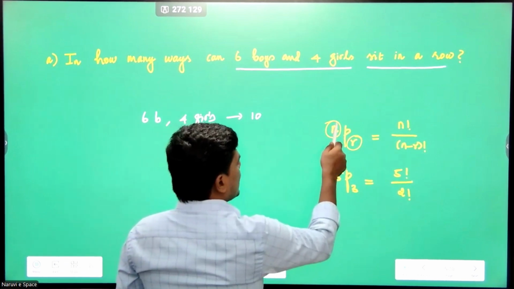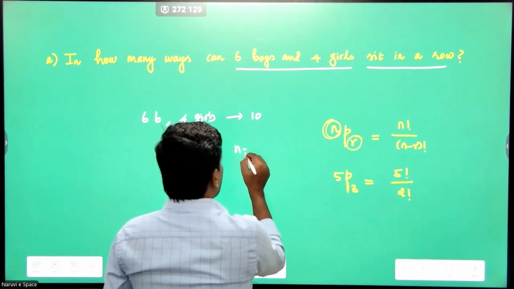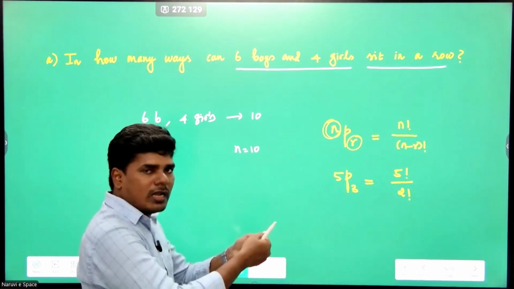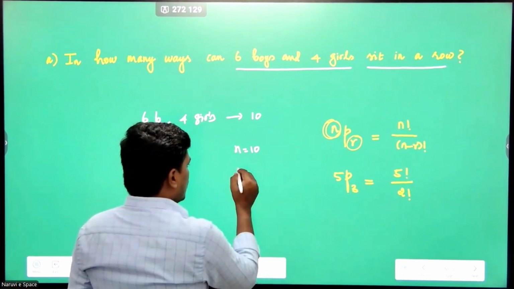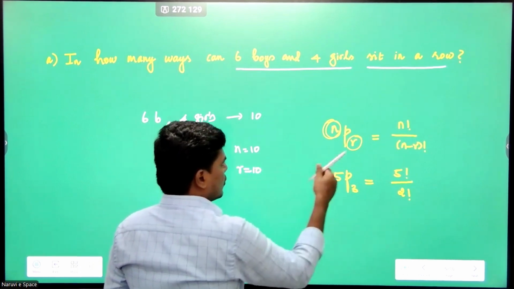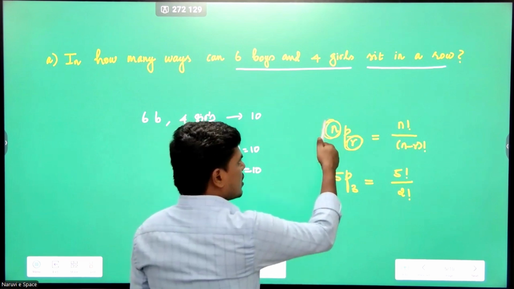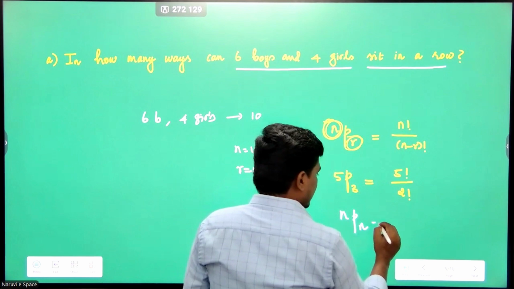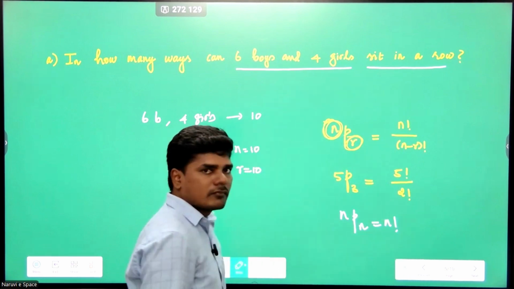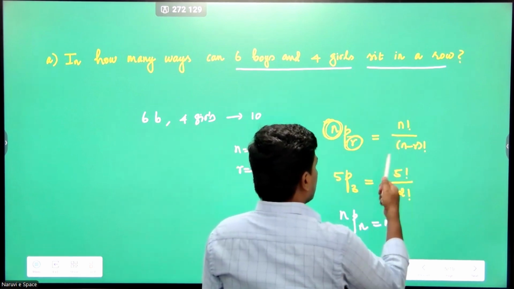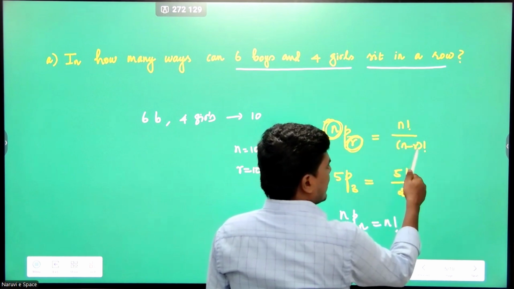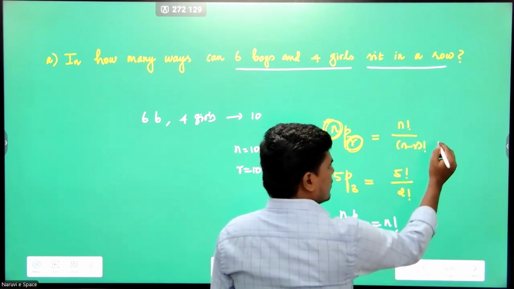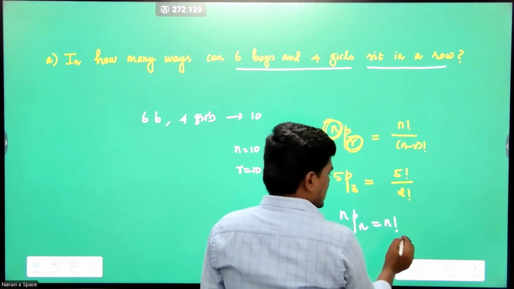So here n is going to be 10. You are going to take all 10 at a time. That means your r is also going to be 10. And we know that nPn is going to be n factorial. If you apply it in the formula, your r is n, so you will get n minus n, 0 factorial. 0 factorial value is 1. So n factorial by 1. Therefore, nPn answer is just n factorial.